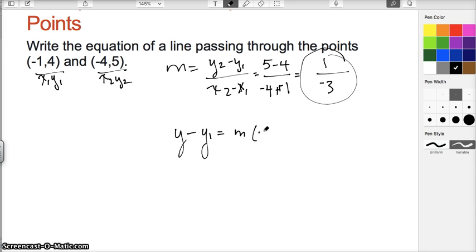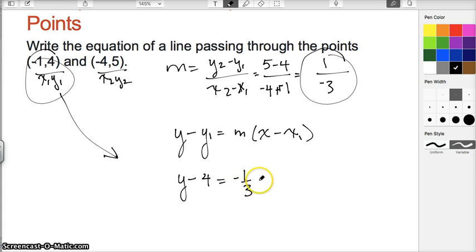Point slope form tells me that I have this x minus x sub 1. And now let me rock it out. I've got y minus the y term. Let's use this first one. It doesn't matter which point, but I'm going to choose this one. Y minus 4 is what I'm going to have, times the slope, negative 1 over 3, or negative 1/3, the whole thing is negative, times x minus a negative 1, so I'm going to write it as a plus 1.